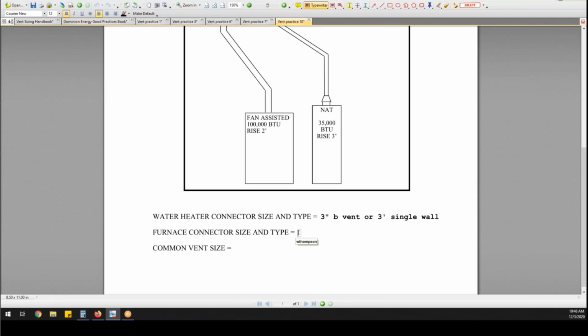Okay. 5-inch B vent. Okay. Will work. We know that. We just did it. Okay. But what about single wall? And we try to see if we can do it with single wall and save some money.